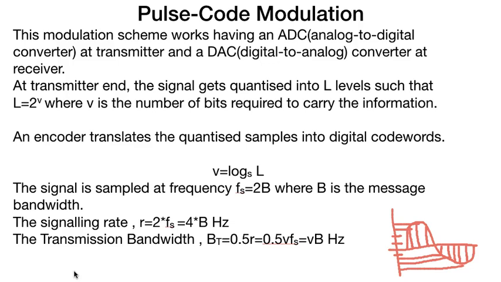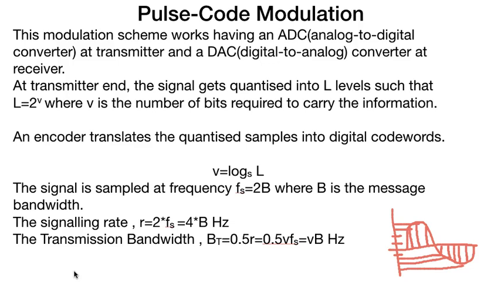An encoder translates the quantized samples into digital code words. For v bits, the number of levels satisfies L = 2 to the power v, where v is the number of bits and L is the number of levels. A signal is sampled at frequency fs greater than or equal to 2 fm according to the Nyquist rate, and the signaling rate is v times fs.